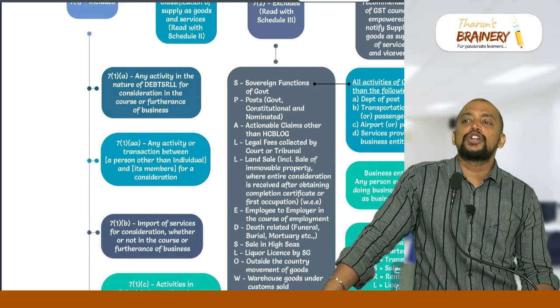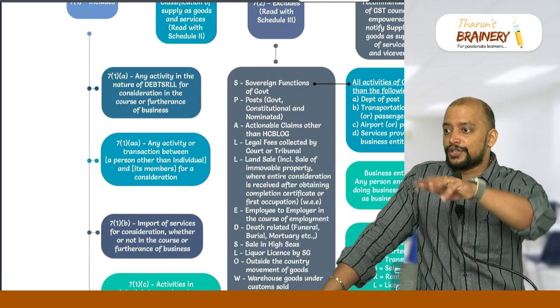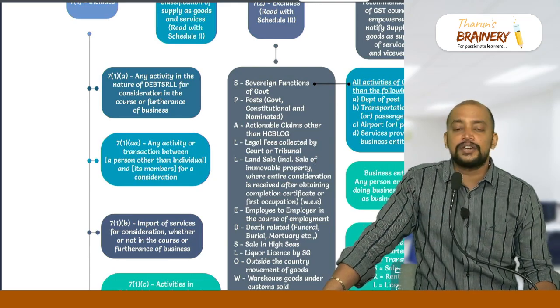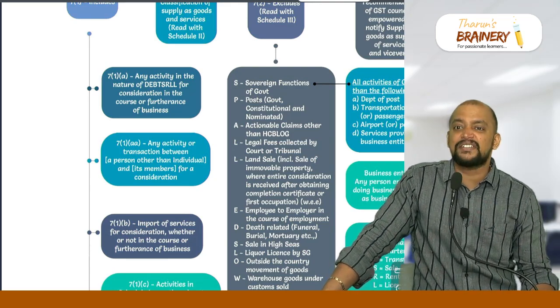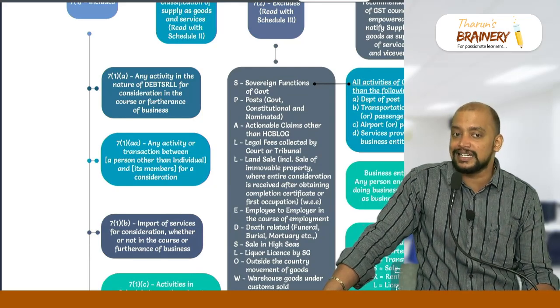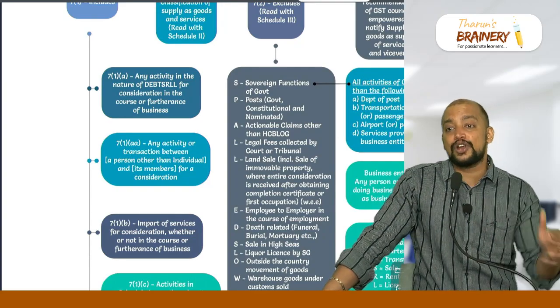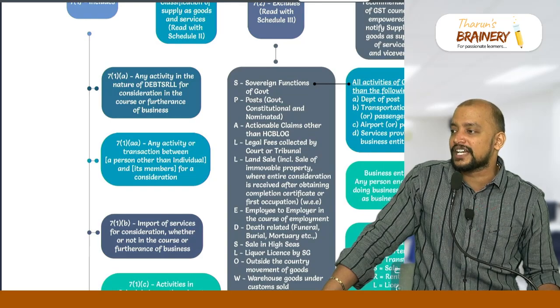And you are selling old newspapers. So, whatever old newspapers that are there in your home that you are selling, you got some money. Now, tell me, is it supply under 7(1)(a)? What is the activity? Sale of old newspapers. Consideration? Yes. In the course or furtherance of business? No. As it is not in the course or furtherance of business, it will not come under 7(1)(a).